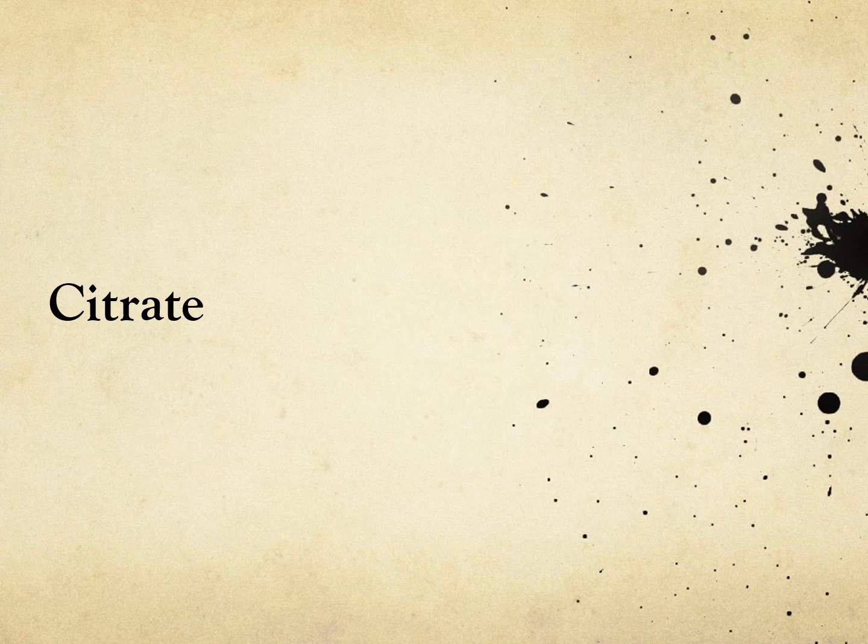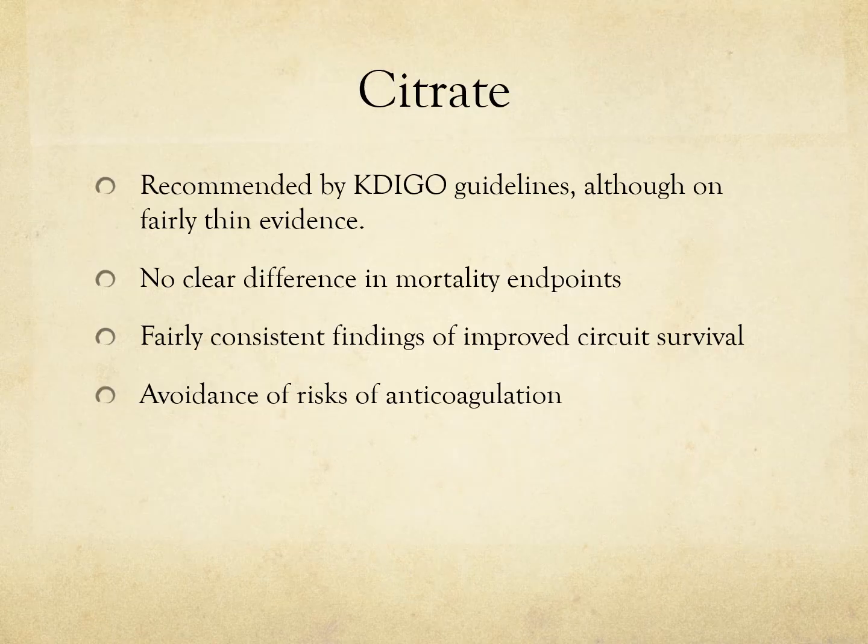Citrate. So citrate is recommended as an anticoagulant for renal replacement therapy by the KDIGO guidelines, although admittedly this is on fairly thin evidence because there's no clear difference in mortality when comparing to using heparin as an anticoagulant. But it is fairly consistent, both anecdotally and in the evidence, that your circuit will last much, much longer. So often a heparinized circuit will clot, and it can be difficult achieving the APTT ratio targets that you want to achieve.